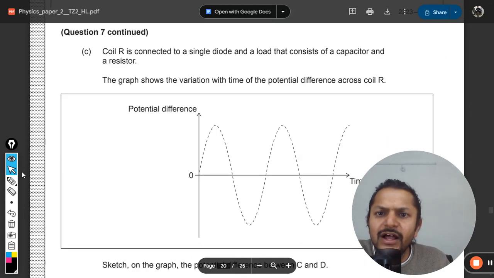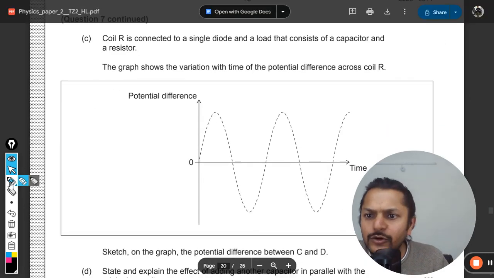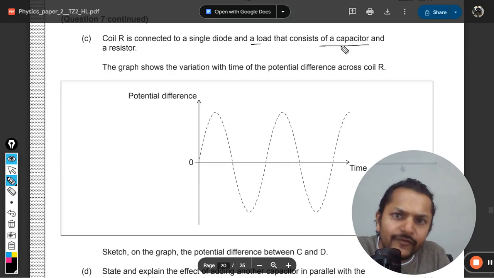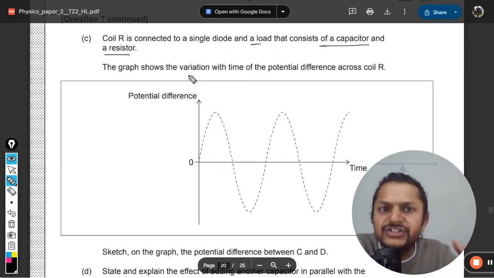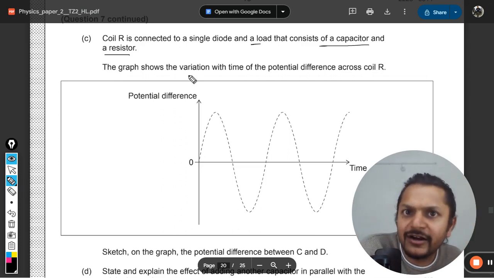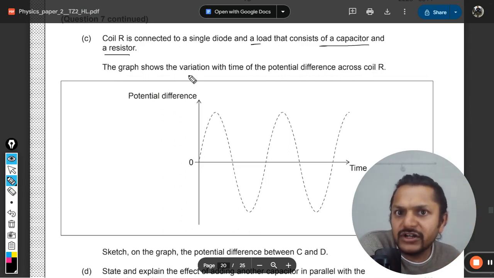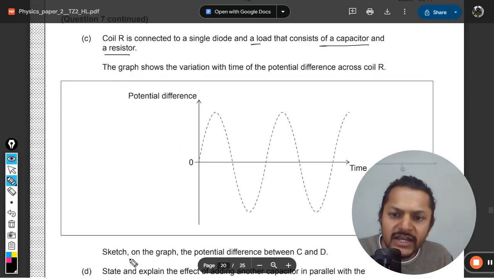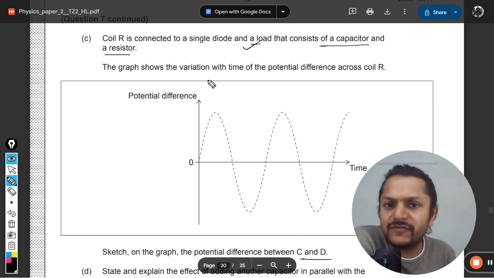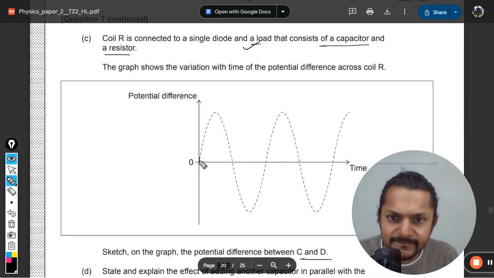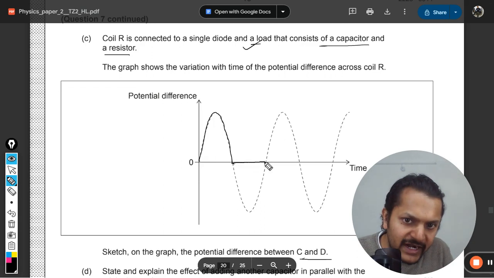Yes, the coil R is connected to a single diode and a load that consists of a capacitor and a resistor. The graph shows the variation with time of the potential difference across the coil R, which is having 75 number of turns. And so this graph is already given. Sketch on the graph the potential difference between C and D, which is around the resistor, the load resistance that we have drawn. So point number one, half wave rectification will take place. For the negative region, it will be zero.